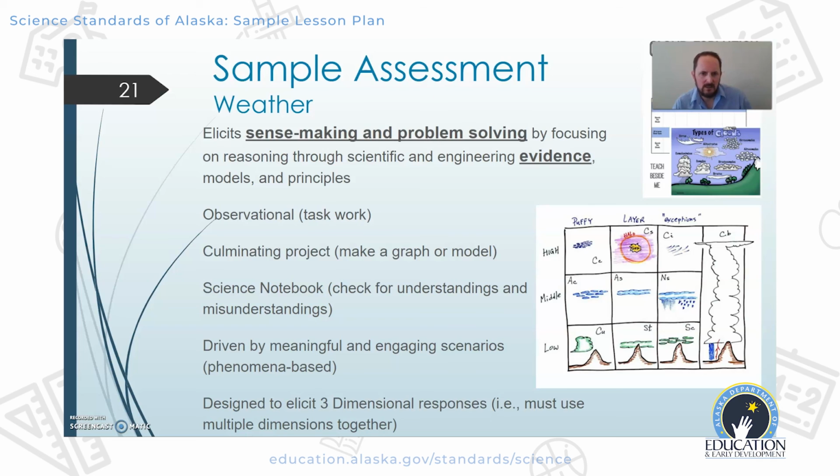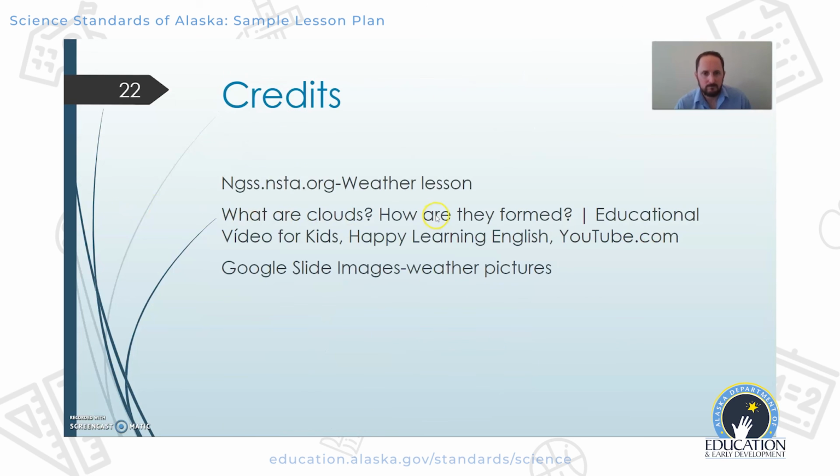And they should be designed to elicit three-dimensional responses. In this case, with our humidity and precipitation lesson, the students should be able to create a bar graph of the data. They should be able to analyze it, and they should be able to make predictions about it.